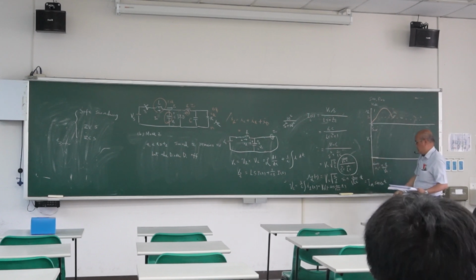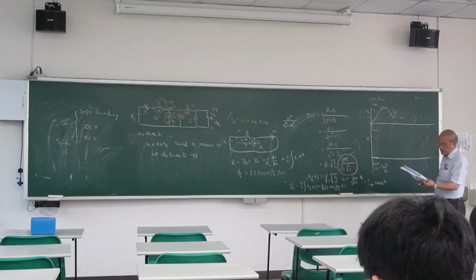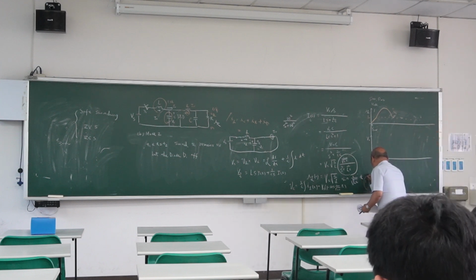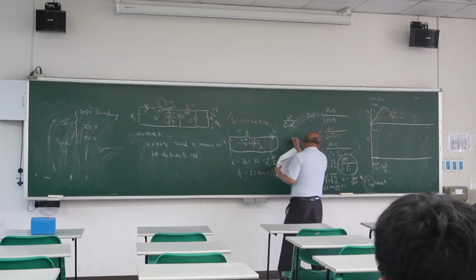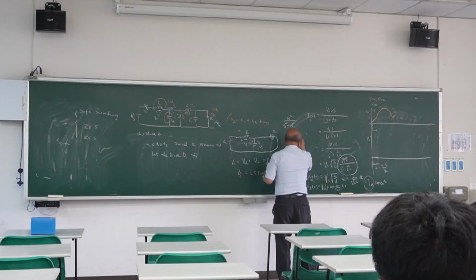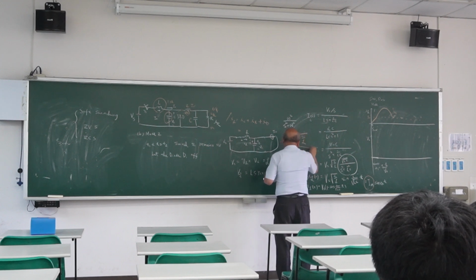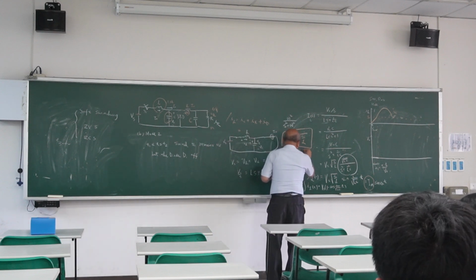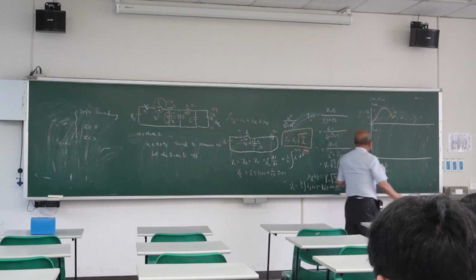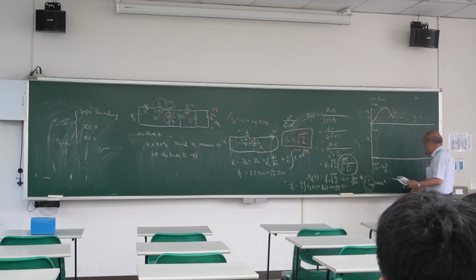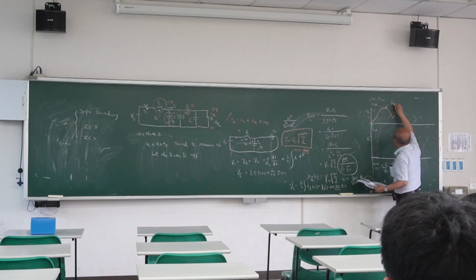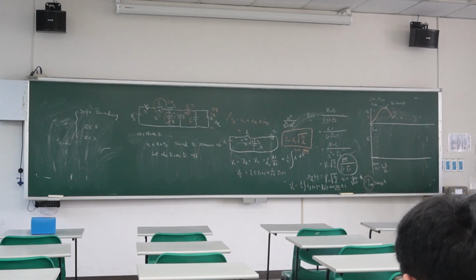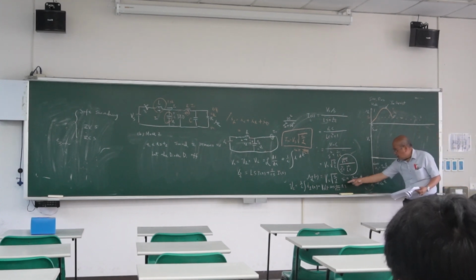So what is I maximum? I maximum is here. So the amplitude is I maximum. I maximum is Vs times square root of C over L. And omega 0 is 1 over square root of LC. So it is I maximum sine omega 0 t. So it is a sine wave. How about the voltage? Voltage is here.